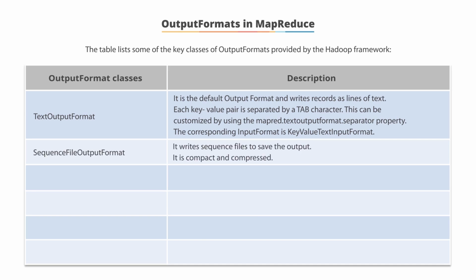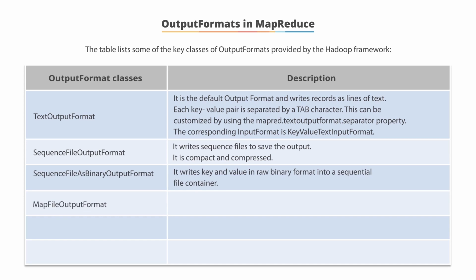Sequence file output format writes sequence files to save on output space. This represents a very compact and compressed version of normal data blocks. Sequence file as binary output format is responsible for writing key value pairs that are in raw binary format into a sequential file container.